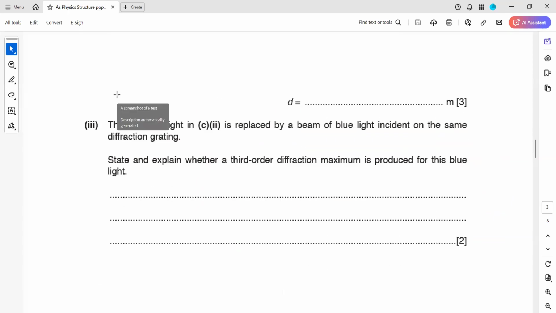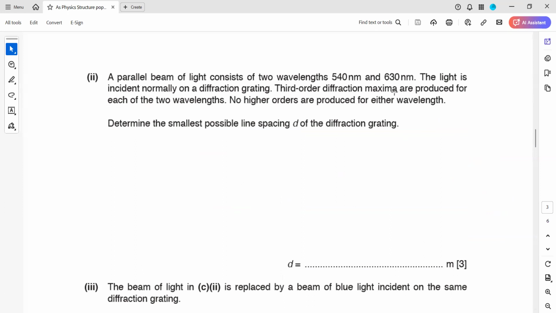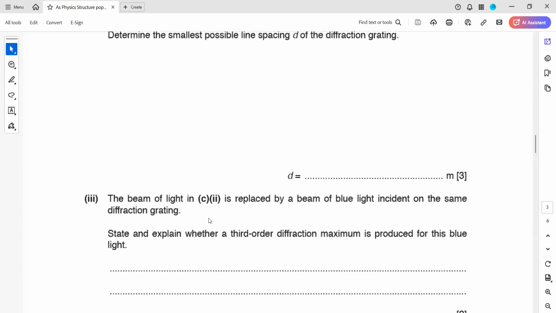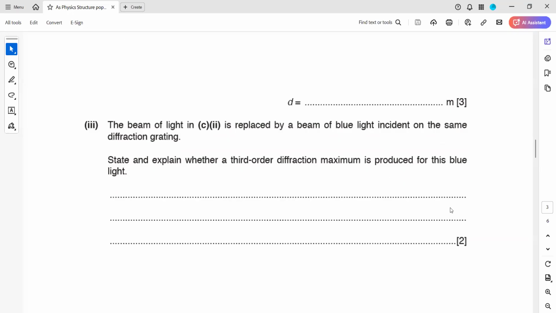The beam of a light in C2 is replaced by a beam of a blue incident light. Before, we were using a monochromatic light, because the range is from 400 nanometers to 700 nanometers. 700 nanometers is red and 400 nanometers is violet. So the beam of a light in C2 is replaced by a beam of blue light on the same diffraction grating. State and explain whether the third order diffraction maxima is produced for this blue light.